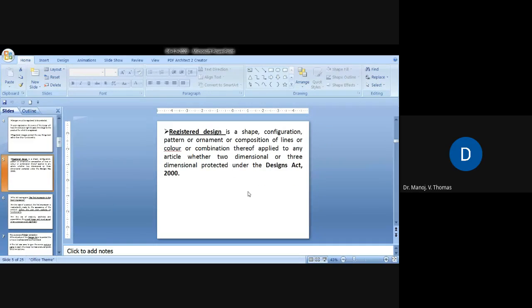A registered design is a shape, configuration, pattern, or ornament, or composition of lines, or color, or a combination thereof applied to any article. Article means any object, whether two-dimensional or three-dimensional, protected under the Designs Act 2000. So there is a Designs Act in India, which was established in the year 2000. All the design rights are awarded and recorded based on this Act, known as the Designs Act 2000.